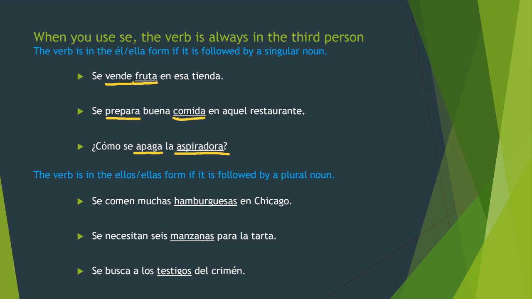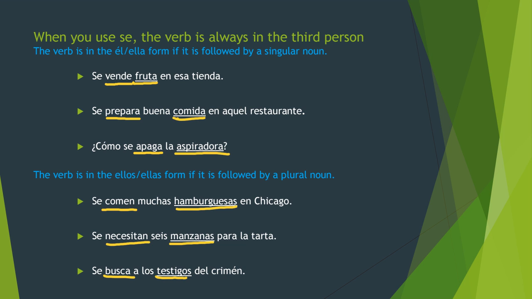The second rule is that the verb is in the ellos form if it is followed by a plural noun. So we've got hamburguesas, manzanas, and testigos. So the verb is going to be conjugated in the ellos form, which is actually a typo here. I'll show you. So comen, necesitan, and then buscan, that actually needs an n on the end. Say buscan, because it's searching for the witnesses of the crime.